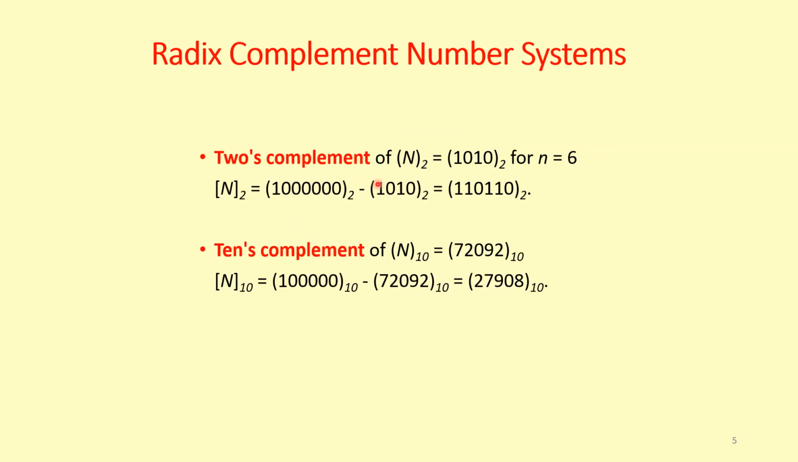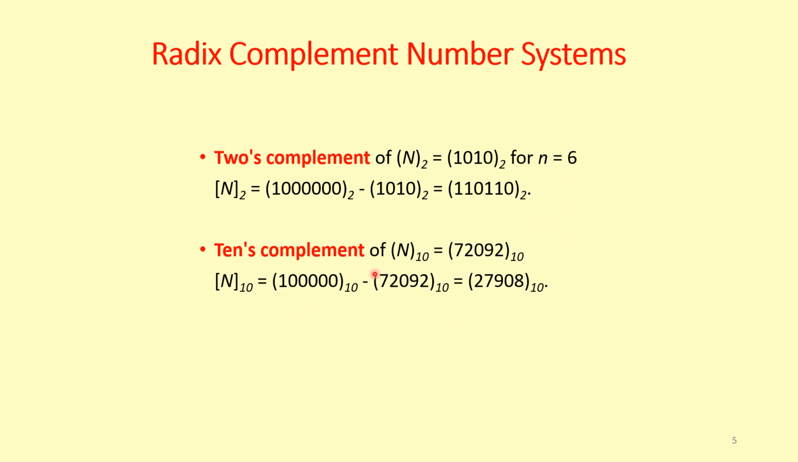Now here it is showing the 2's complement of this number. You know this number is positive 10 for n equal to 6. So what will be the complement of the number? The complement of the number will be 2 to the power 6 minus this, which is this one. It's a big number. What is this number? You tell me, write to me in the comment section.